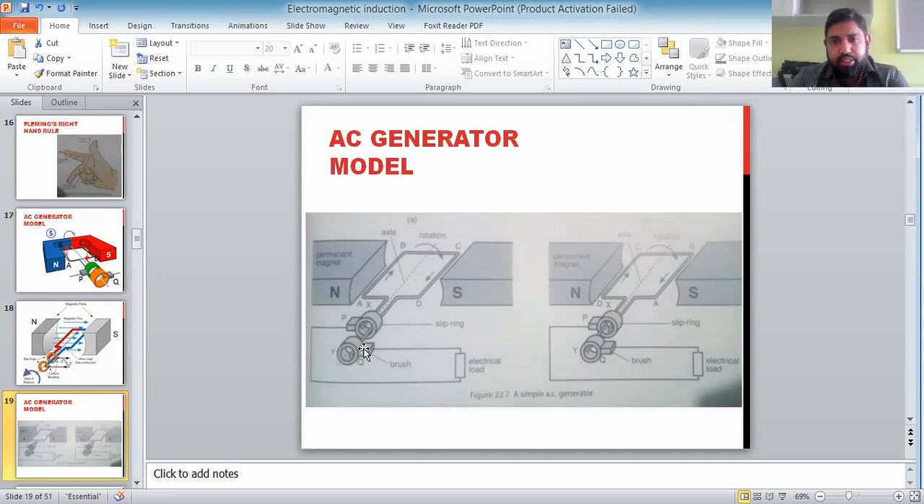Second, I need you to identify the apparatus here. We have the presence of carbon brushes, which are sliding against the rings, and when the rings are rotating with the coil, the connection is not broken with the circuit. That's due to those carbon brushes.